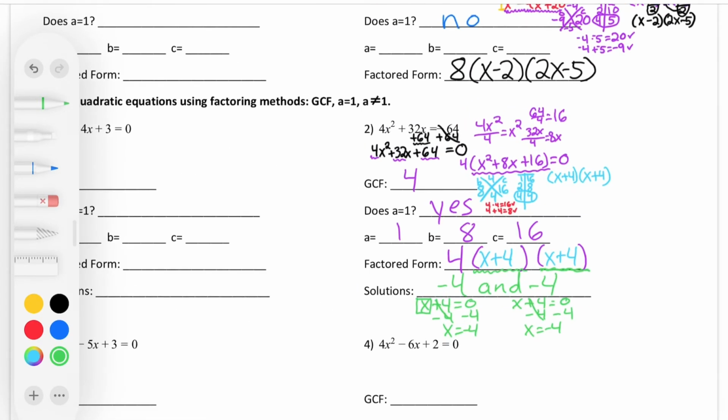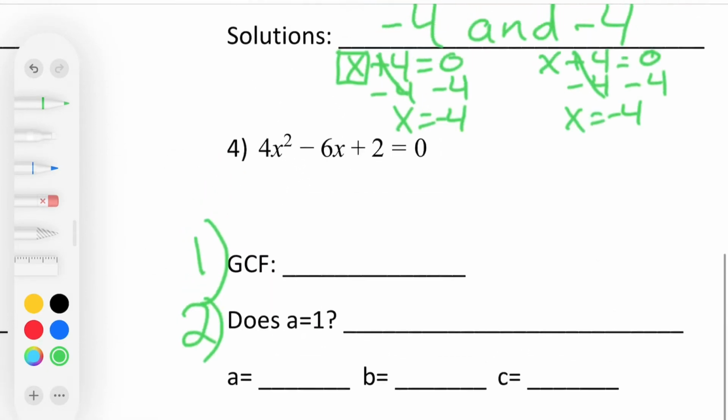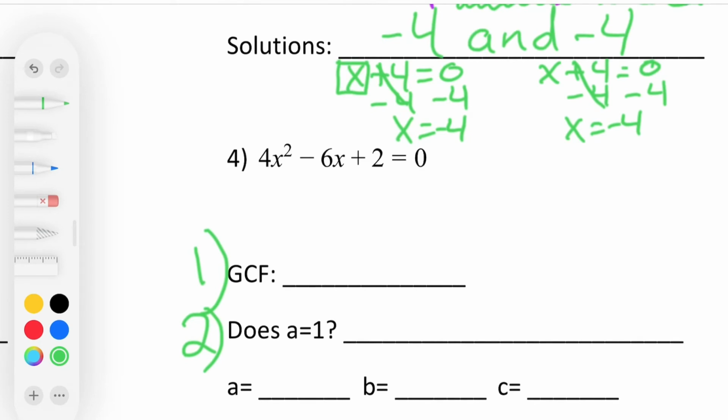So let's keep going, remembering that if you have a GCF, you have to do it first. Then you have to ask yourself, does a equal 1 after you factor out your GCF? Then, if a doesn't equal 1, then you are sliding and dividing, then using your big X method. If it does equal 1 after factoring out a GCF, then you're going straight into your big X method.